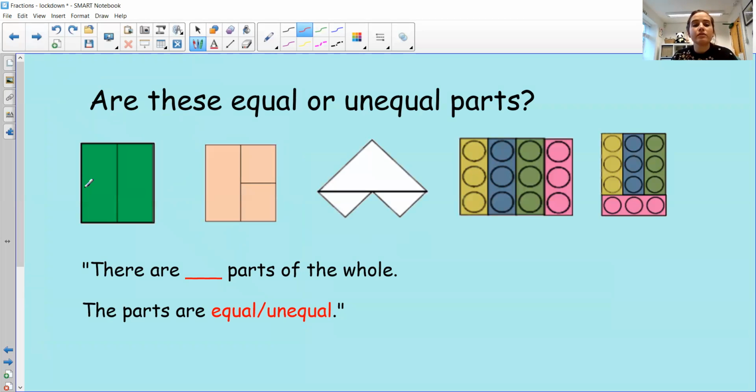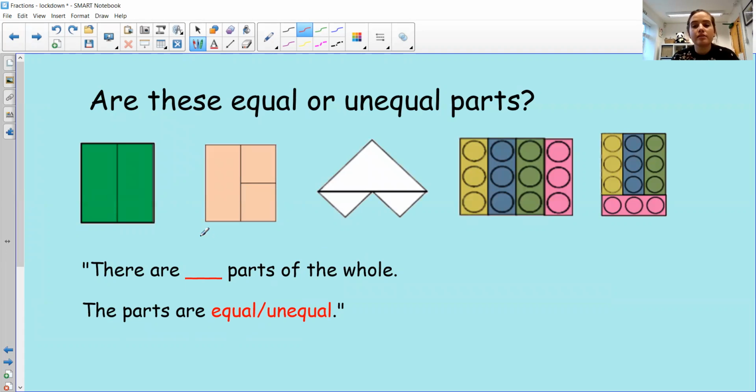So have they been divided? Have they been separated into parts that are all the same amount, all equal amounts, or all different amounts, unequal parts or amounts? And we've got a sentence at the bottom that says there are parts of the whole. So pause the video now and talk about whether each picture is equal or unequal, and then we'll come back and we'll discuss in a minute.